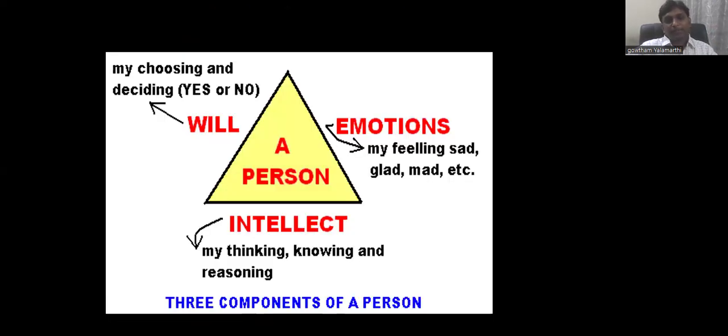Regarding Kent's philosophy, he has divided the mind chapter into will, emotions, and intellect. A person can be understood with these three. What is will? To choose and to decide. Emotions are feelings, whatever they may be, happiness, anger, etc. Intellect is thinking, knowing, and reasoning. These three components combined form a person.